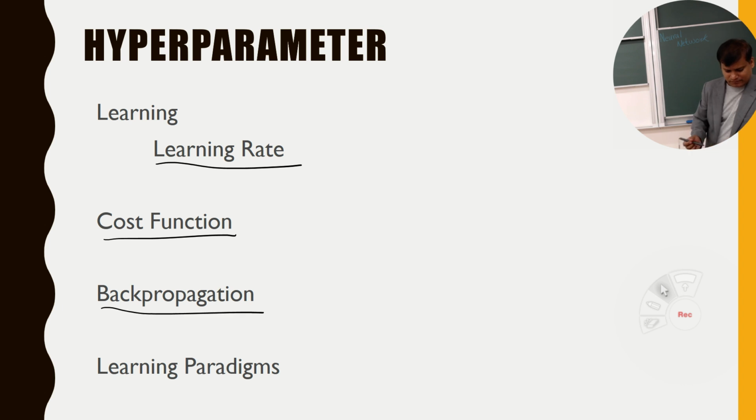Okay, then comes back propagation. We will also talk about back propagation in detail later on, but just now I want to give you some instructions about what back propagation is. Generally speaking, back propagation is a method to adjust the connecting weights to compensate for each error found during the training.